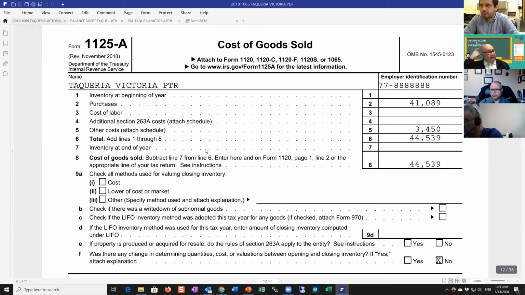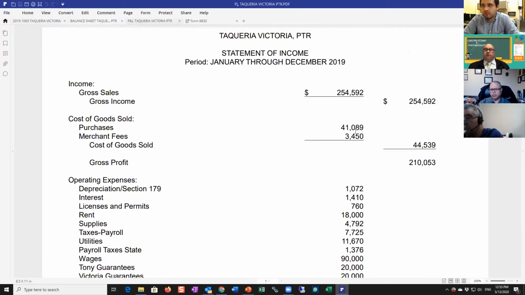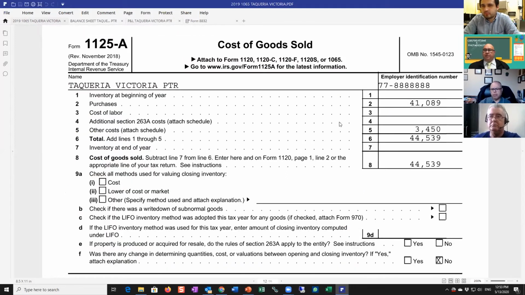Cost of goods sold. That's the Form 1125A. And this information, again, comes from your profit and loss statement. So we got 4,189 in purchases and merchant fees of 3,450. Those two components make your cost of goods sold. Beginning inventory: if you are on a cash basis, you don't have inventory, and you don't have ending inventory for that matter. But if you're on accrual, you do. So you need to pay attention to make sure that you know what kind of accounting your clients are following.